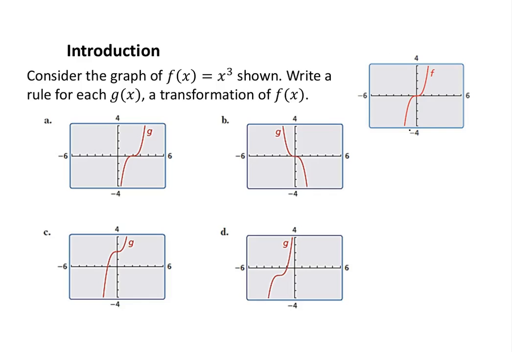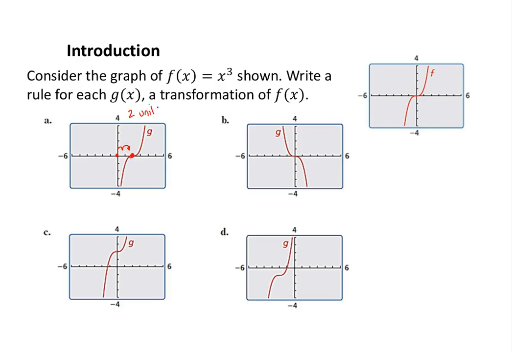Consider the graph of f of x equals x cubed that's shown over here. Write a rule for each g of x that's a transformation of f. So this is just to kind of reacquaint ourselves with how graphs can change. And so for the first one, you can see in letter A, the graph of g looks just like the graph of f, except it has been shifted. Instead of having that wiggle point at the origin, it is moved 2 units to the right.